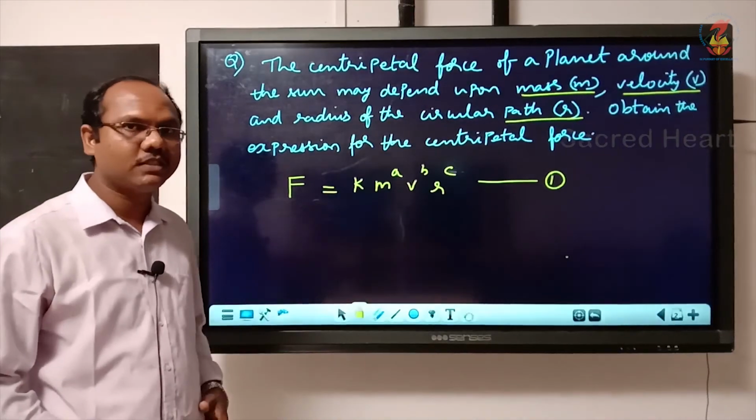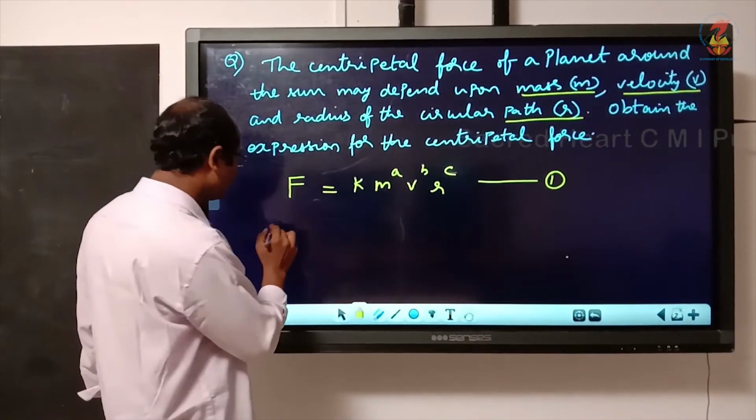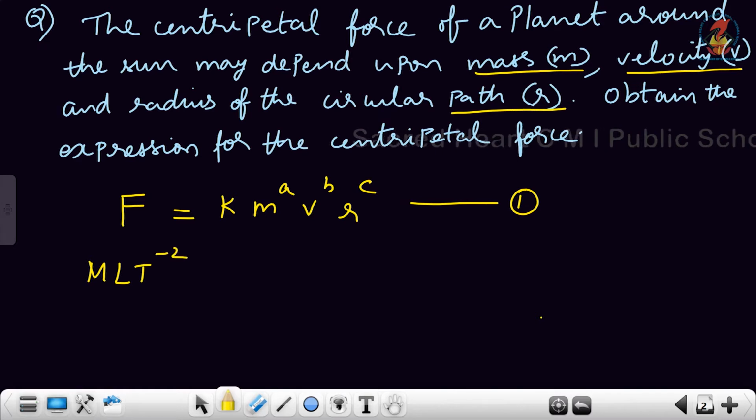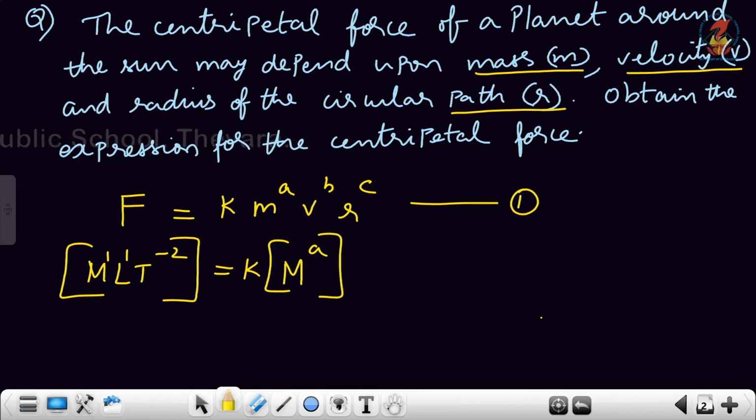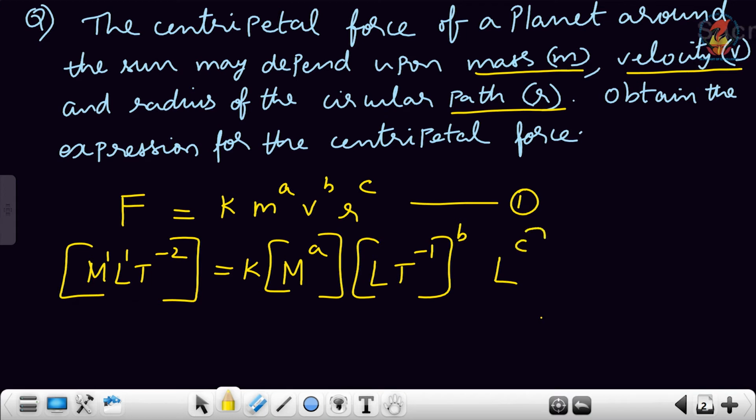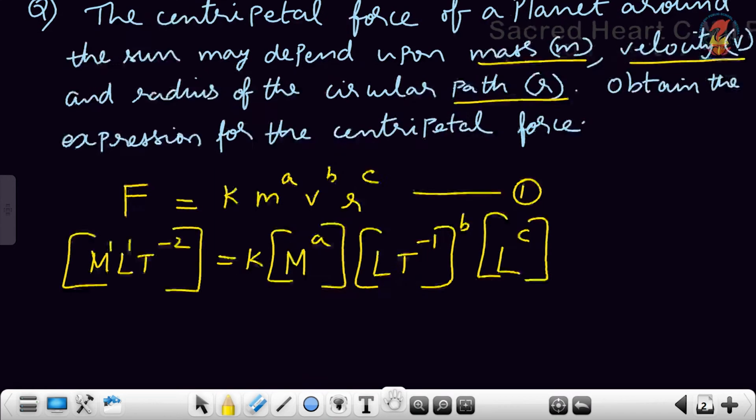Now write the dimensions. That's the next step. Write the dimensions of force: M L T minus 2. That is the force. M1 L1 T minus 2. I write it like that for convenience. K into dimension of mass is M, so M raised to A. Dimension of velocity L T minus 1 raised to B. And radius is length only, so L raised to C. So these are the three things I got.